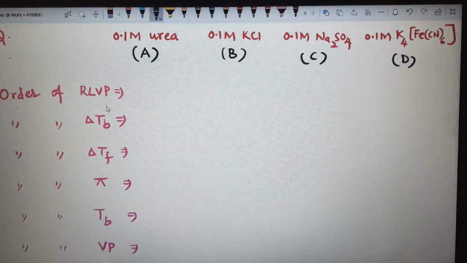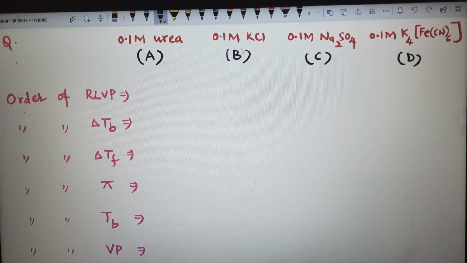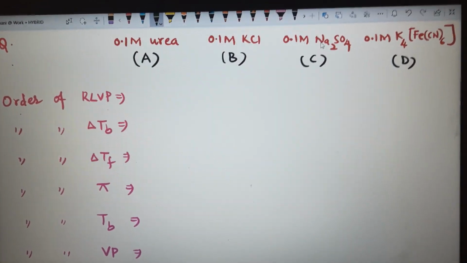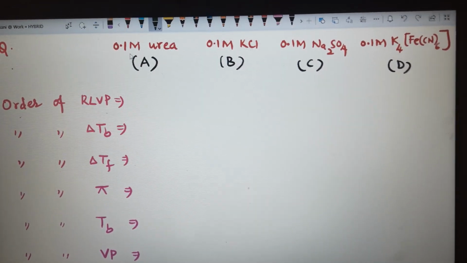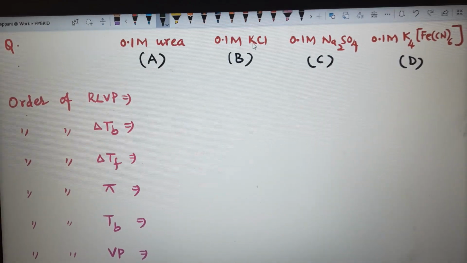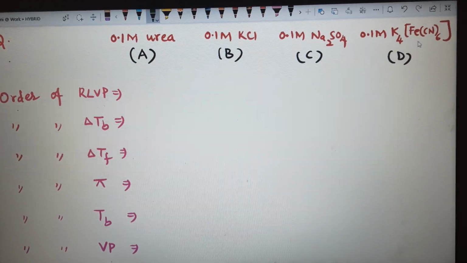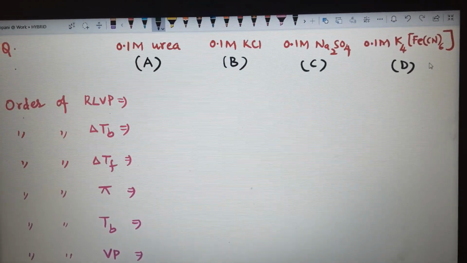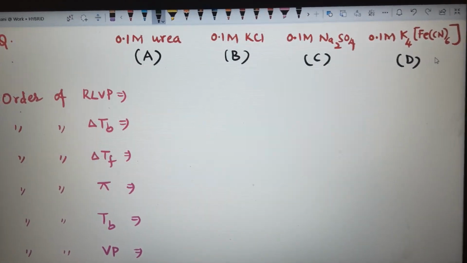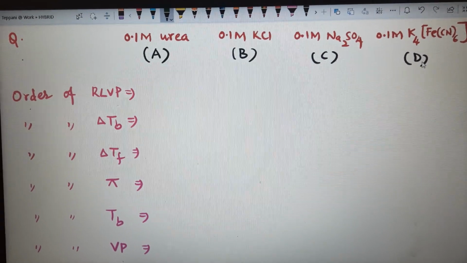Colligative properties comparison with different electrolytes, taking the same concentrations: 0.1 molar urea, 0.1 molar KCl, 0.1 molar Na2SO4, and 0.1 molar K4[Fe(CN)6]. I am naming them as solutions A, B, C, D.